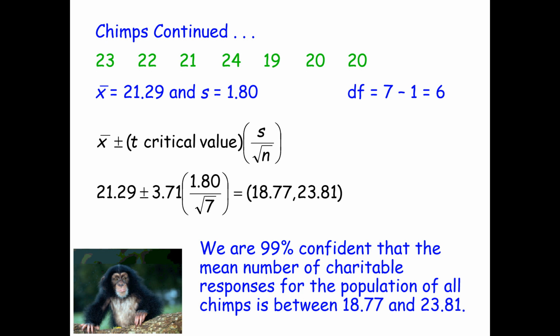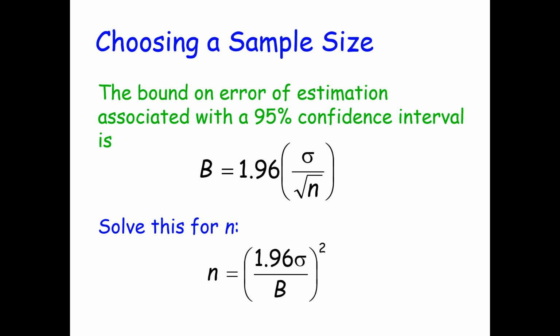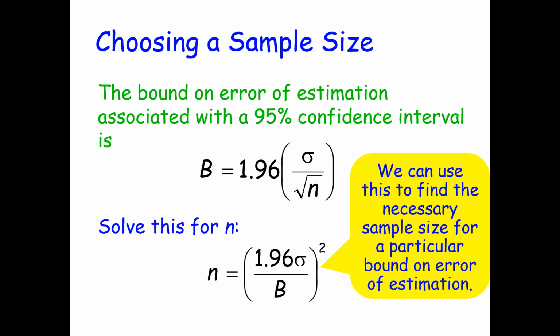What about choosing a sample size? So the bound on error of estimation associated with a 95% confidence interval is capital B equals 1.96 times sigma divided by the square root of n. So doing some algebra, we can solve this for n, which is going to give us n equals 1.96 times sigma divided by capital B, all squared. We can use this to find the necessary sample size for a particular bound on error of estimation.